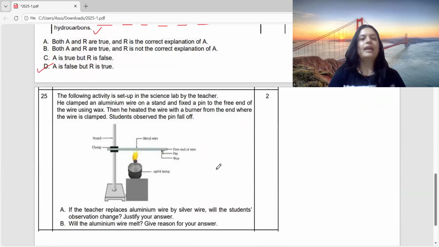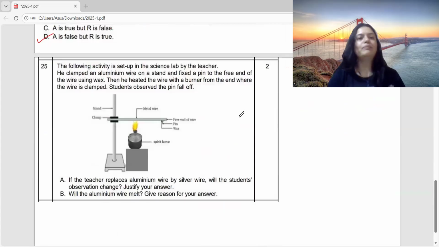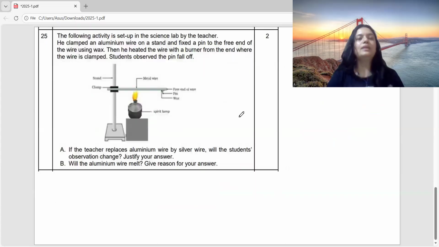Okay. Now this has 2 marks. The following activity was set up in the science lab by the teacher. He clamped an aluminium wire on the stand and fixed a pin to the free end of the wire using wax. Then he heated the wire with a burner from the end where the wire is clamped. Students observed the pin fall off.